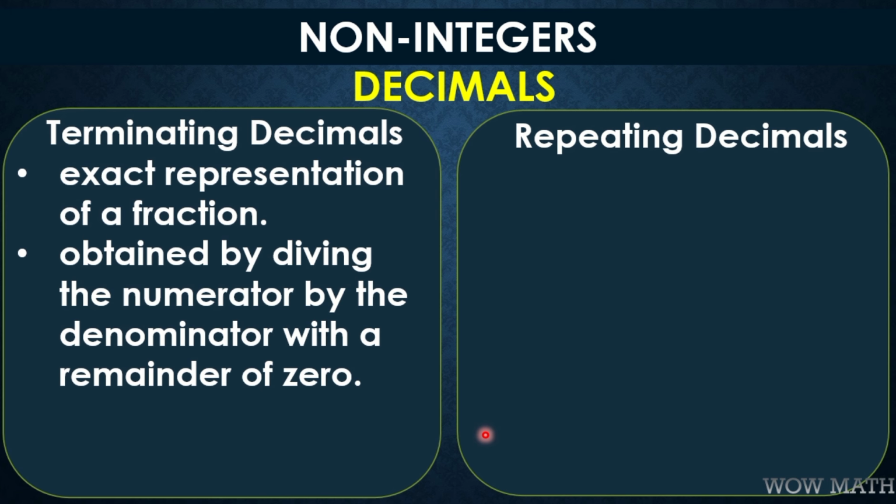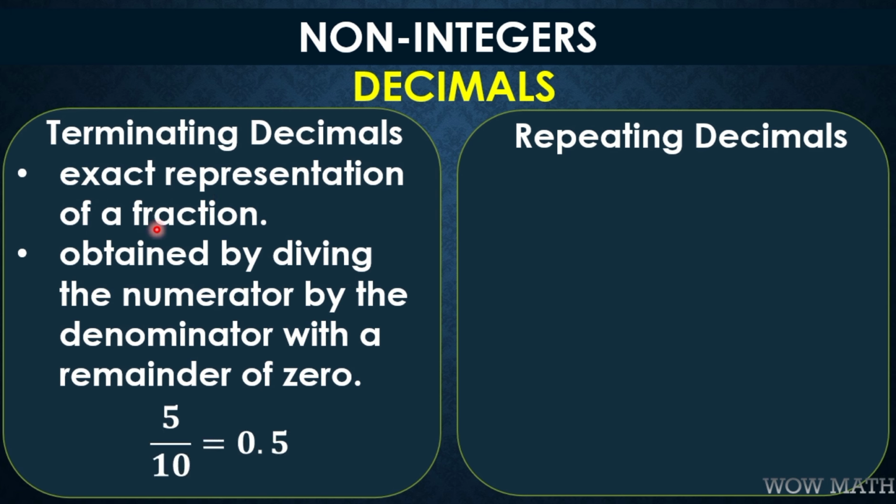Natatapos. Okay? So meron siyang ending. Alright? So when we say terminating decimal, natatapos siya. Exact. It is obtained by dividing the numerator by the denominator with a remainder of 0. So kaya nga ang sabi dito, exact, because there is no remainder. So, ang naiiwan na remainder ay wala. 0. So wala siyang remainder kapag terminating decimals. That's why it is called exact representation of a fraction.